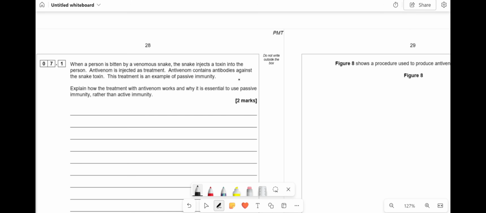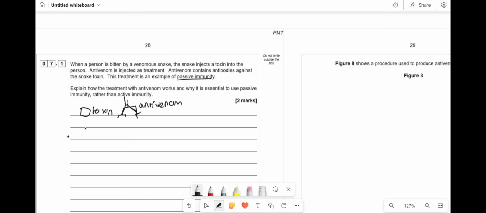So anti-venom contains antibodies against the toxin. So here's our toxin. Here's your anti-venom. And in this case, actually, it's an antibody. So there's my anti-venom antibody, because they've told you in the question. This treatment is an example of passive immunity. Explain how the treatment with anti-venom works and why it's essential to use passive immunity rather than active.